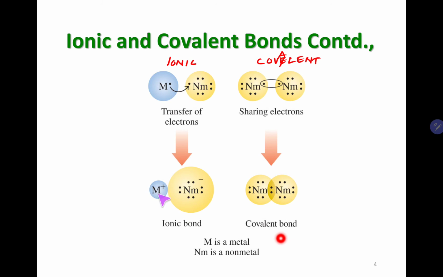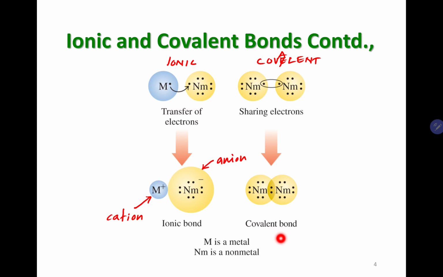By losing electrons, the metal will become a positively charged ion. We call it a cation, and the non-metal will gain more electrons. Now you have more electrons as compared to protons, so you are negatively charged. This is an anion. Once you have a positively charged cation and a negatively charged anion, of course they are oppositely charged, so they are attracted to each other through electrostatic interactions. They will sit next to each other with very strong electrostatic interactions. This is how you make an ionic bond.